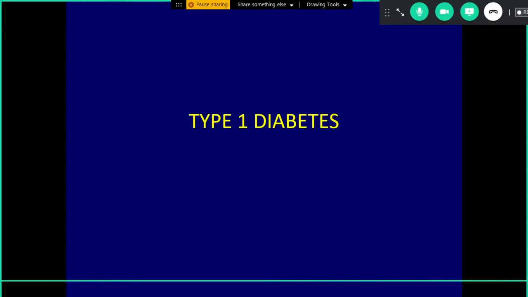Okay, I'm going to shift to type 1 diabetes now, and take you through this, which is really a different kettle of fish altogether. The first message is there's only one agent which you use here, which is insulin, nothing else, right?